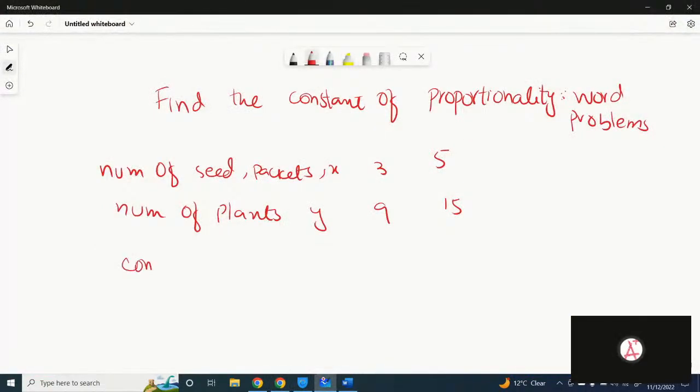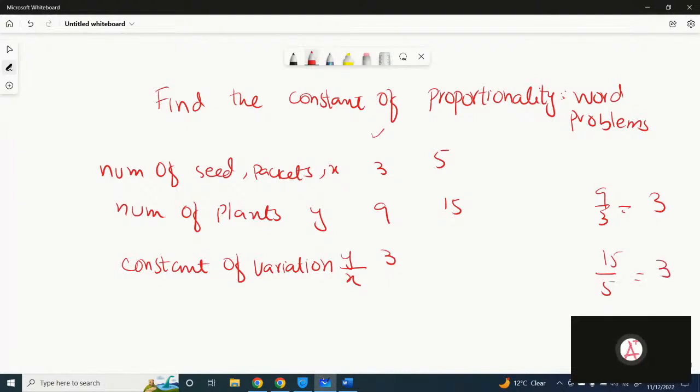So let's just find the constant of variation. For the constant of variation, you have to do y over x, just divide y by x. Got it? For the first, it would be 9 over 3. 3 times 3 is 9, so it is 3. For this one, you have to do 15 over 5. 5 times 3 is 15, so it would be 3. That means the constant of variation is 3 for both the values.